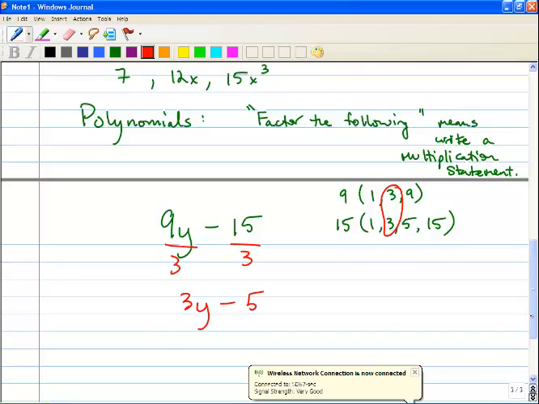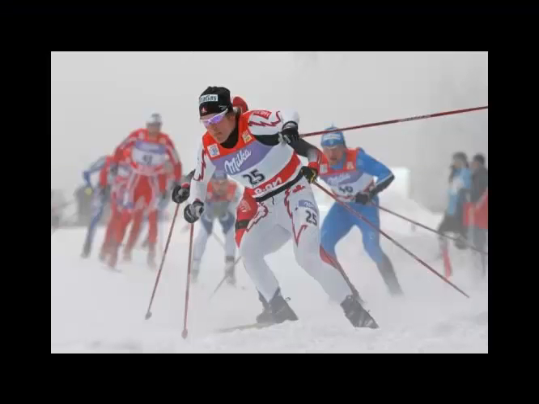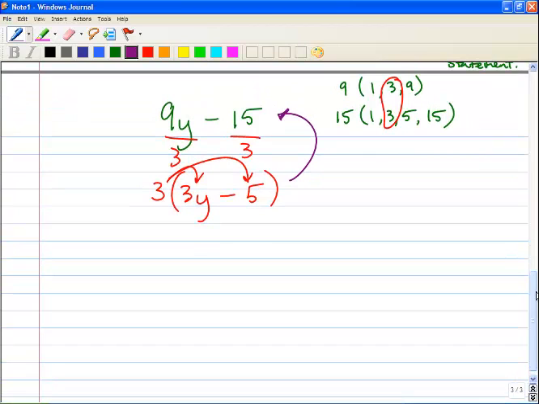Well, what did I have to multiply to get 9y minus 15? Well, I have to put a 3 out front. And I can always check my answer by doing the distributive property. Let's try one more. I get negative 10y squared plus 40y minus 100.